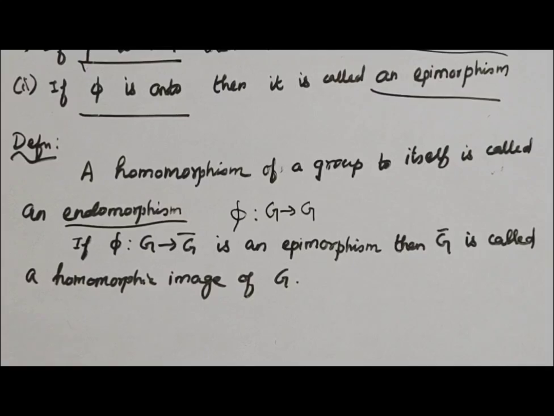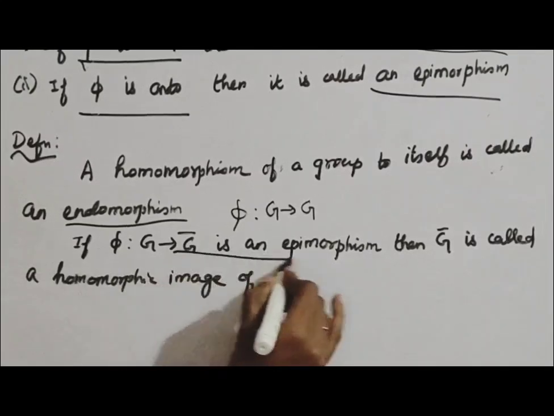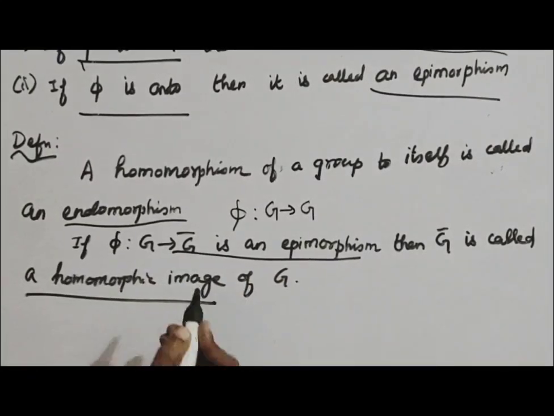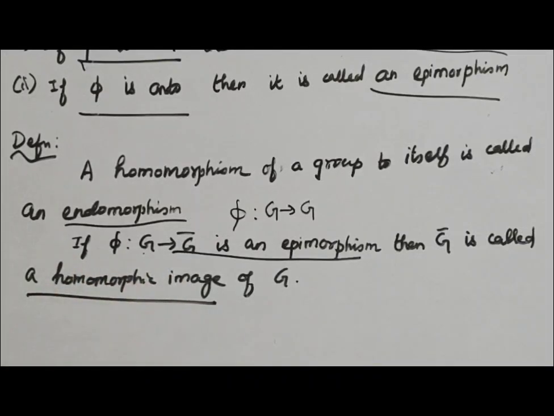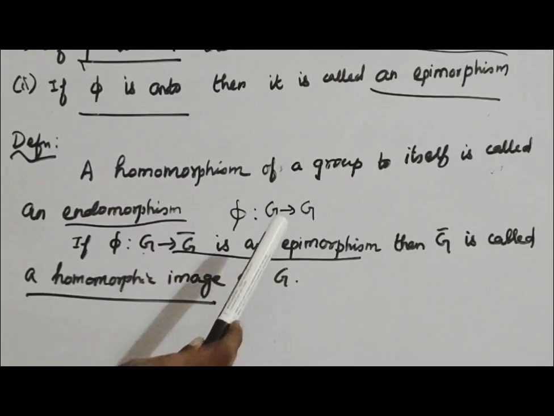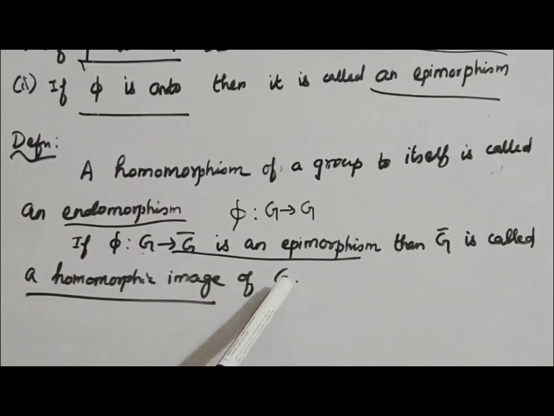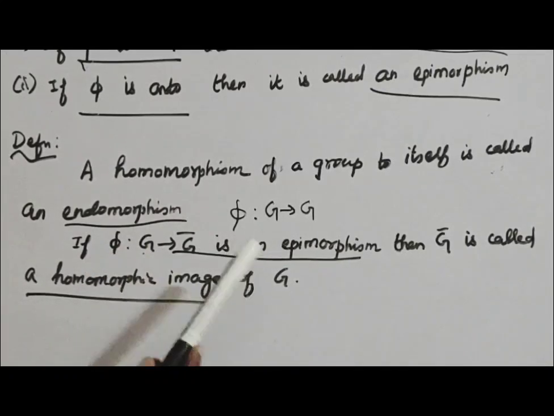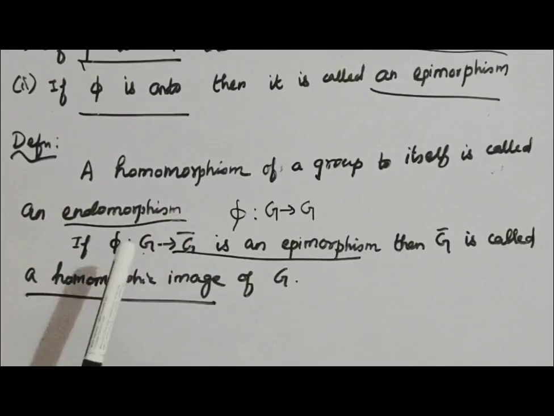Is it clear? Next definition: if phi from G to G bar is an epimorphism, then G bar is called the homomorphic image of G. What is the epimorphism condition? Phi is a homomorphism together with onto. Then phi is an epimorphism, right? Then G bar is called the homomorphic image of G.